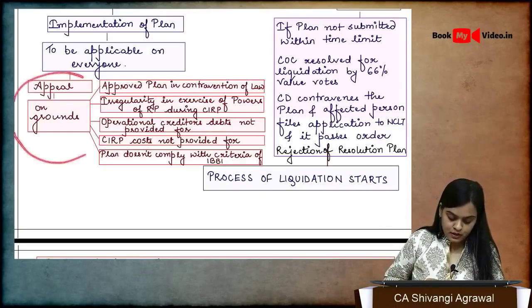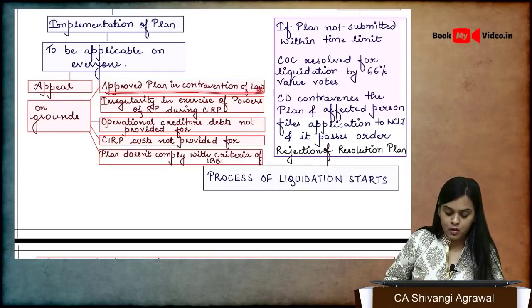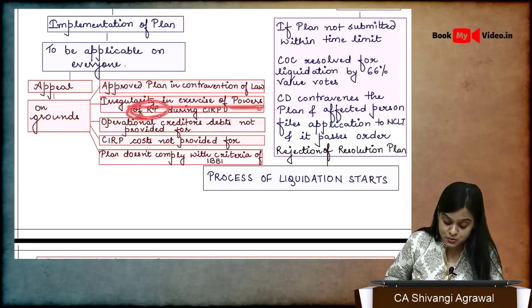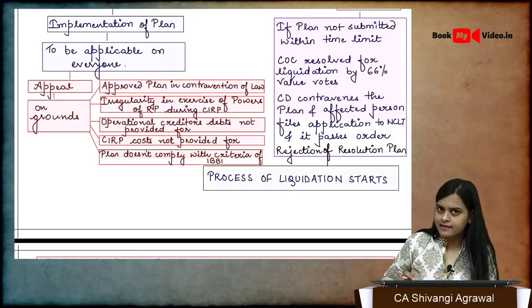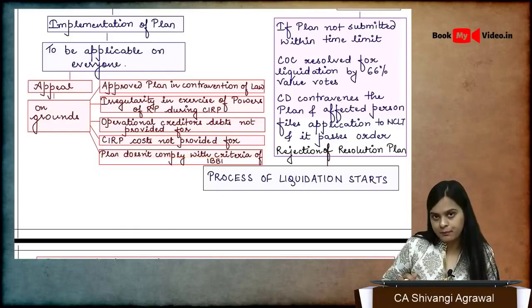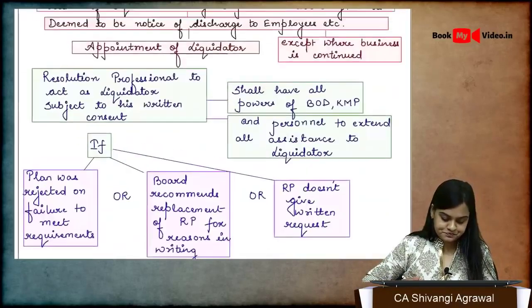If anyone wants to appeal, they can appeal if the approved plan was in contravention of law, or the RP has not been regular in his exercise of powers or has misused his powers, the operational creditors' debts have not been provided for, the CIRP cost has not been provided for, or the plan doesn't comply with any criteria mentioned by IBBI. So on these grounds, appeal can be made.